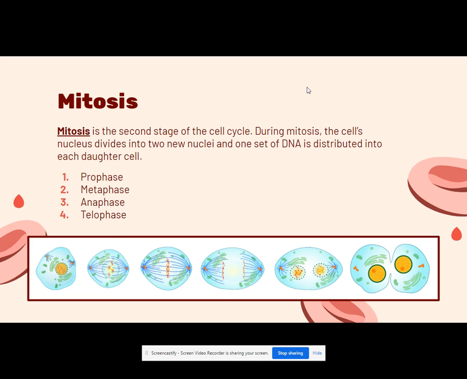All right, the next stage is mitosis. This is the second stage, and during mitosis, the cell's nucleus divides into two nuclei, and one set of DNA is distributed into each daughter cell. Scientists divide mitosis into four parts or phases: prophase, metaphase, anaphase, and telophase.